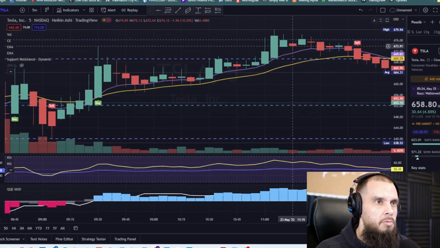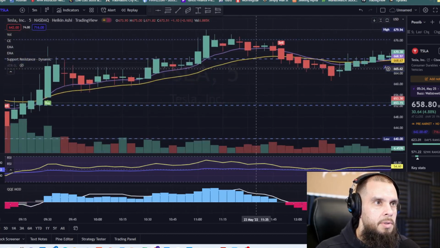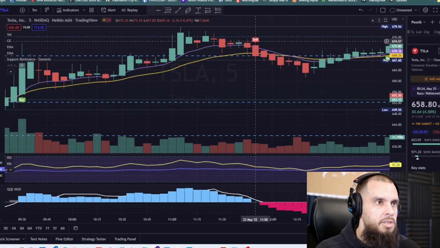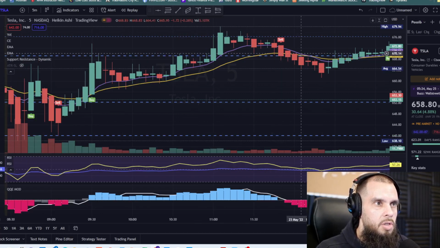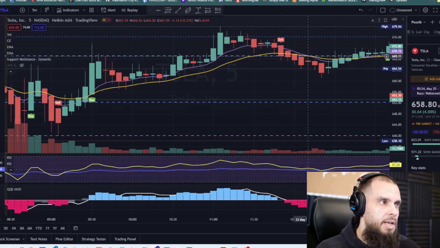You see here, riding the trend, holding on. Now we get our first sell signal. We got a crossover of the EMAs. This is the only one that didn't cross, but this is red. So this is 3 different indicators, the sell, EMAs, and red. I would say, okay, get out of the position now.